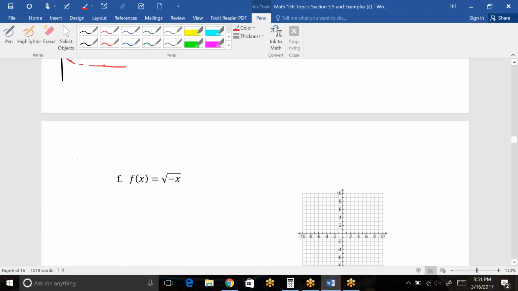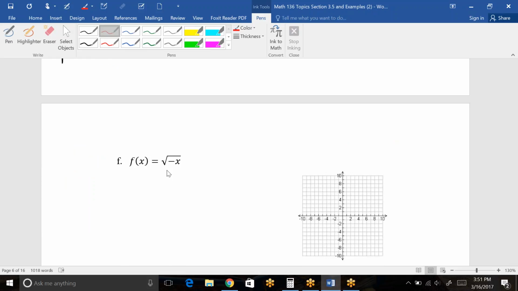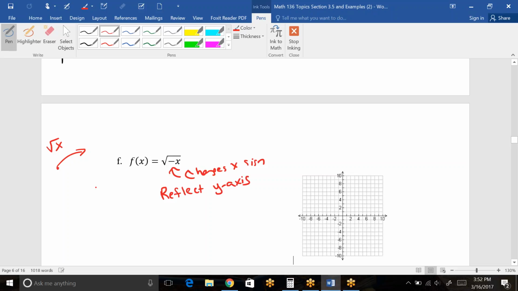So that's that one. If the negative happens inside, same shape again, this is still square root of x, so same shape there. This is going to change x's sign. If you change all of your x's, you flip across the y-axis. So reflect over the y-axis. Notice that means this guy is going to go this direction, because if this is my y-axis, it's going to flip over. So we get (0, 0), (-1, 1), and (-4, 2). So notice the same guy just flipped across the y-axis.